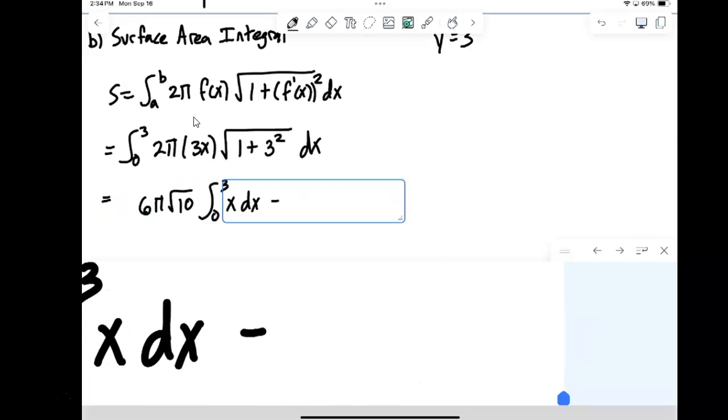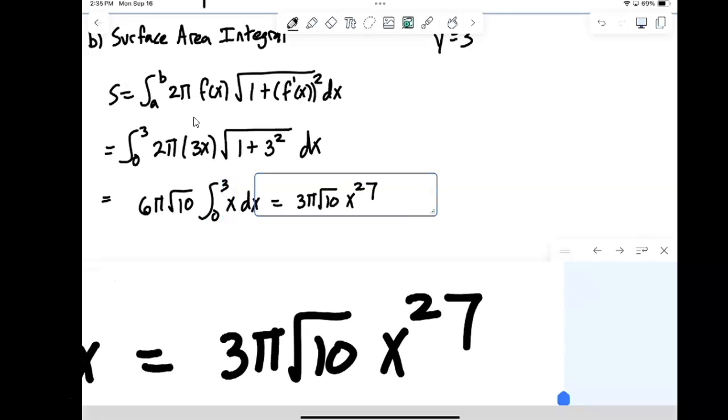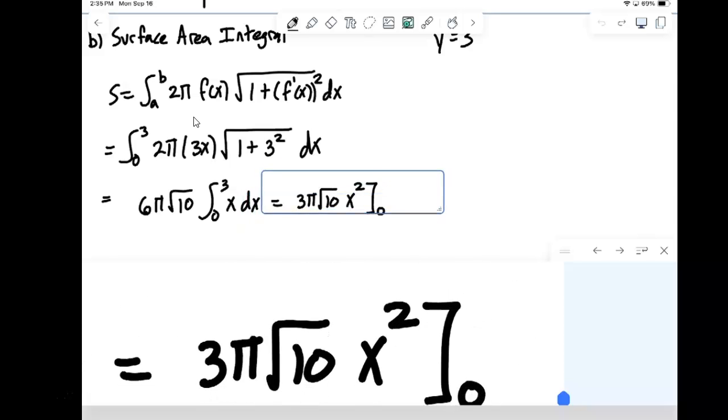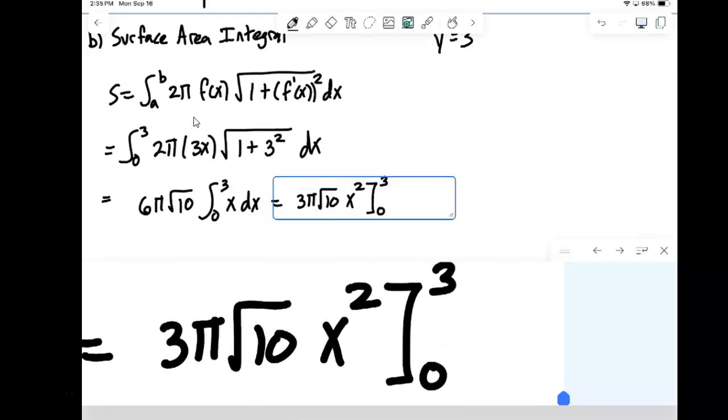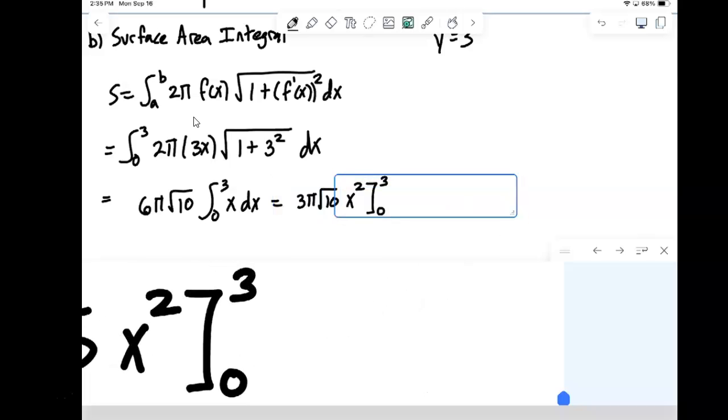And then we integrate. Add 1 to the exponent makes it x squared. Divide by 2, I'll do that on the outside. That'll be 3 pi square root of 10 x squared, evaluated between 0 and 3. When we plug 3 in for the x squared, it'll become 9. So we plug in 3 pi times square root of 10 times 3 squared, minus 0.